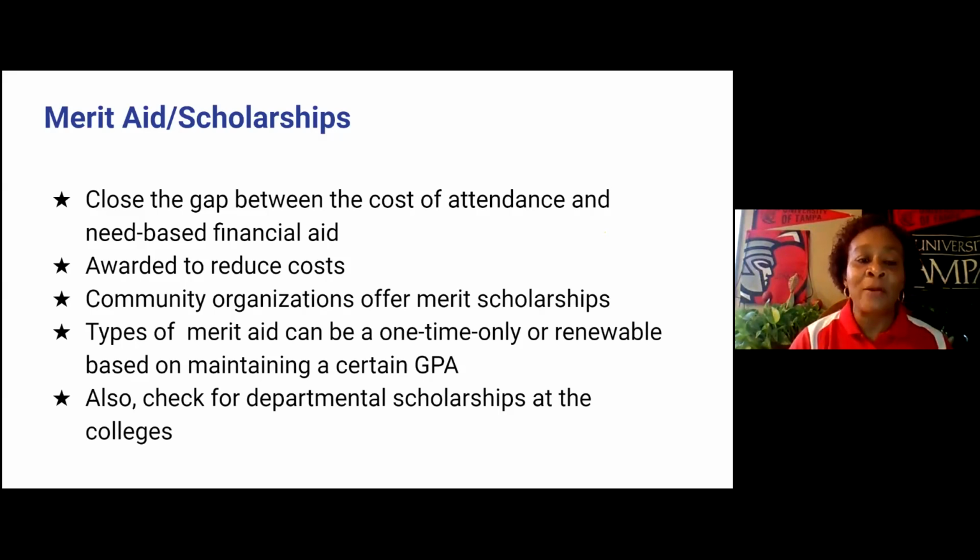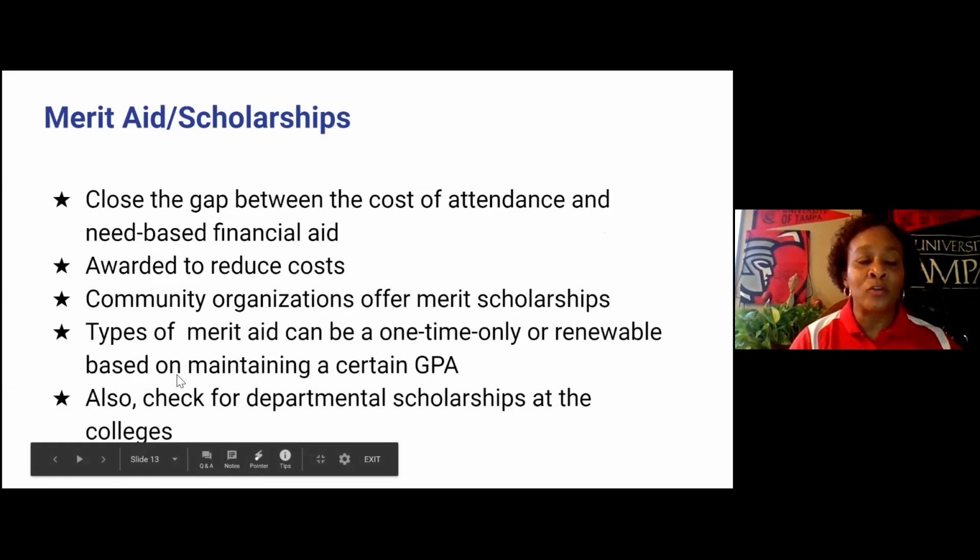Other merit scholarships are departmental scholarships. So if you're majoring in, say, biology, there might be a biology scholarship or a political science scholarship. Those usually have their own applications and deadlines. So you just have to be familiar with the university that you're applying to, and you definitely want to check this out on their website.